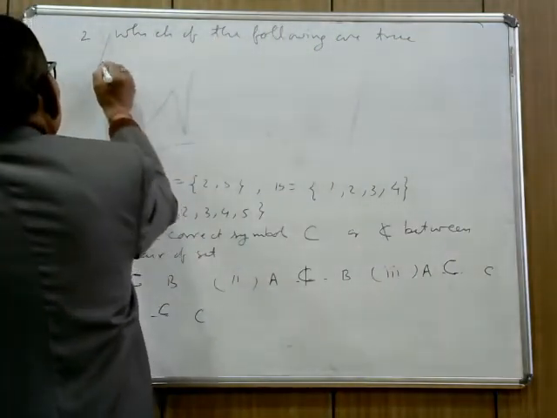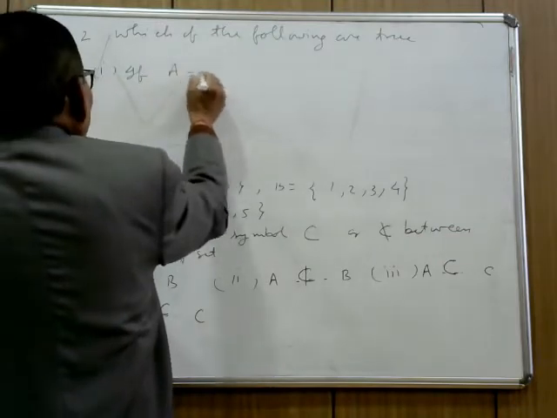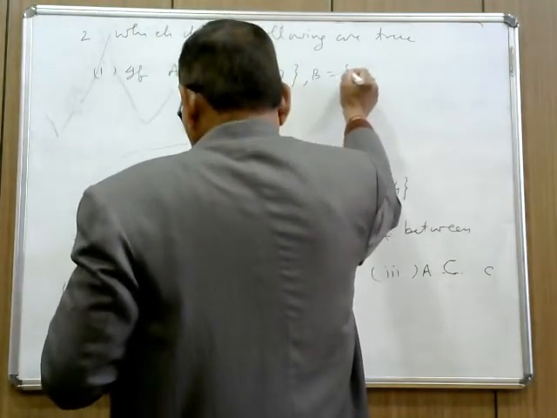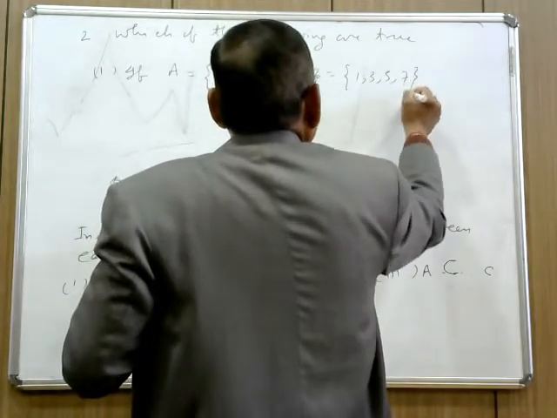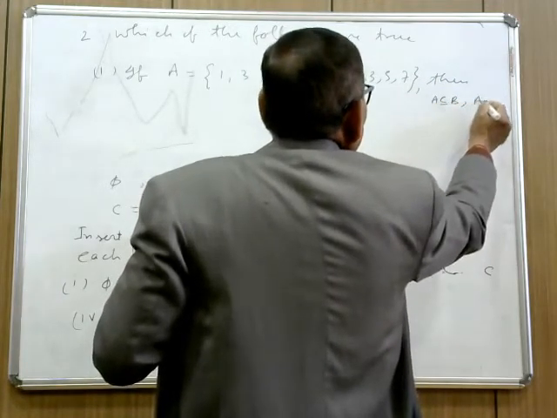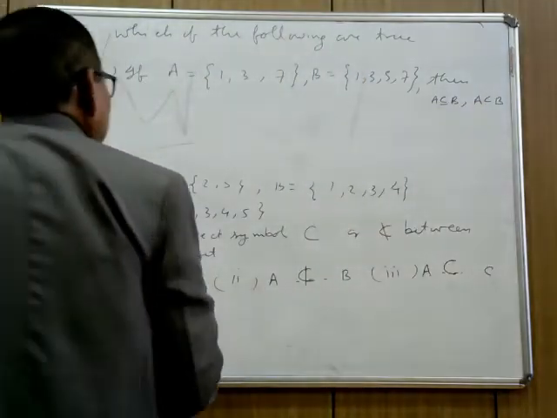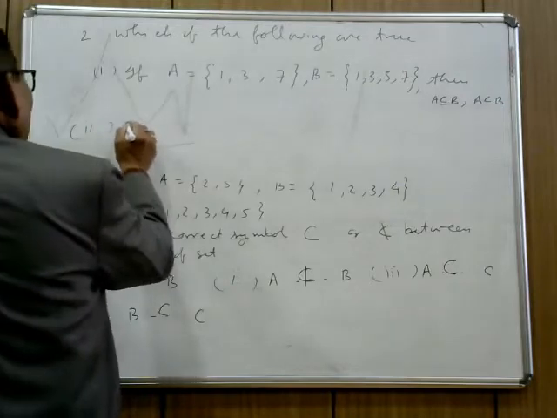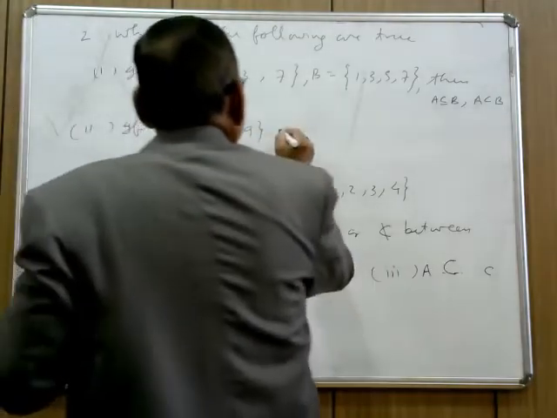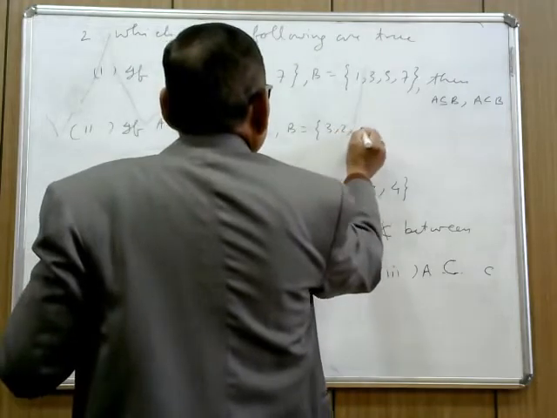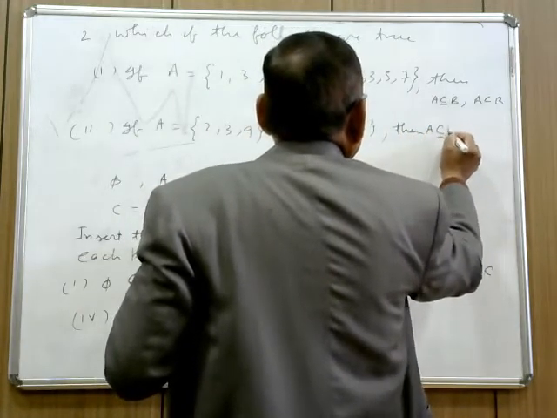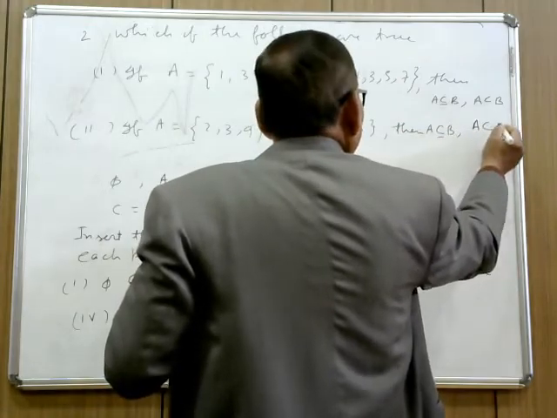Number 1. If ... then A is a subset of B. Second, if A equal to {2, 3, 9}, B equal to {3, 2, 9}, then A is a subset of B.